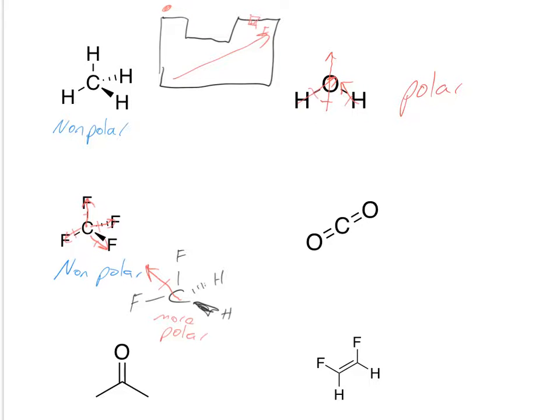Same idea if we look at the one just below it, carbon dioxide. Same as the idea behind this carbon tetrafluoride. There's four fluorines that are all canceling each other out. Same idea here. The carbon-oxygen bonds are very polar.